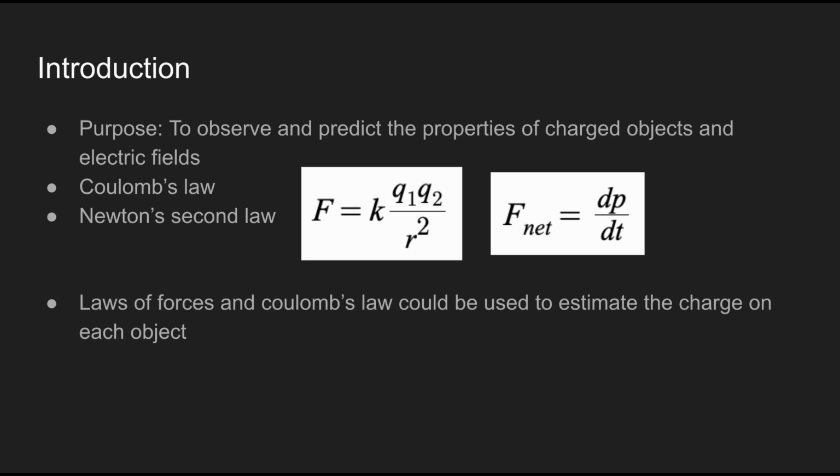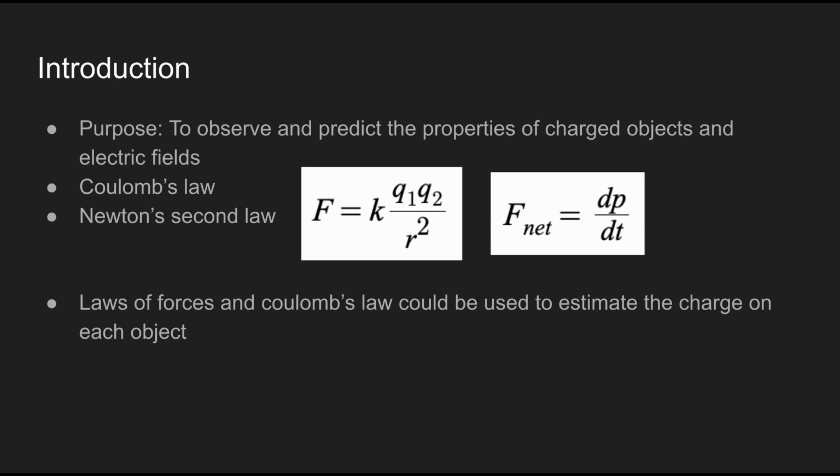I used Coulomb's law, which related the electric force of one object on another to the charges of both objects and the distance between them. Additionally, I used Newton's second law to explain the behavior of the tape's motion and predict the magnitude of the electric force on each piece of tape. In the end, I found that the laws of forces and Coulomb's law could be used to estimate the charge on each object.